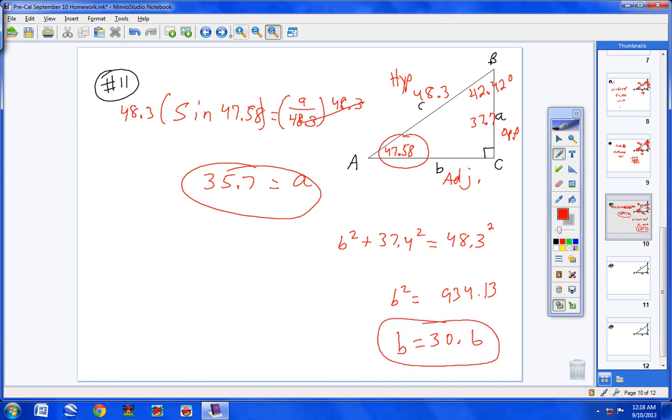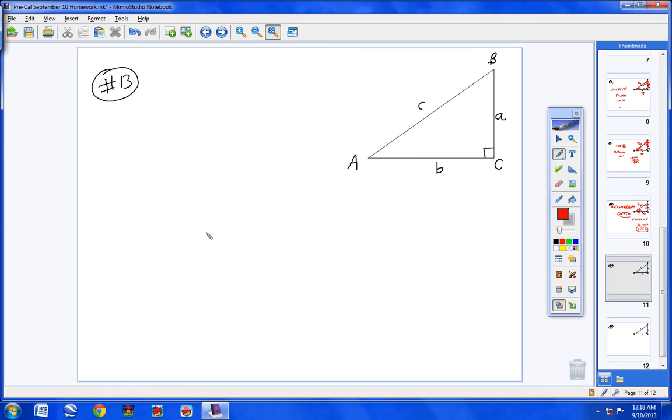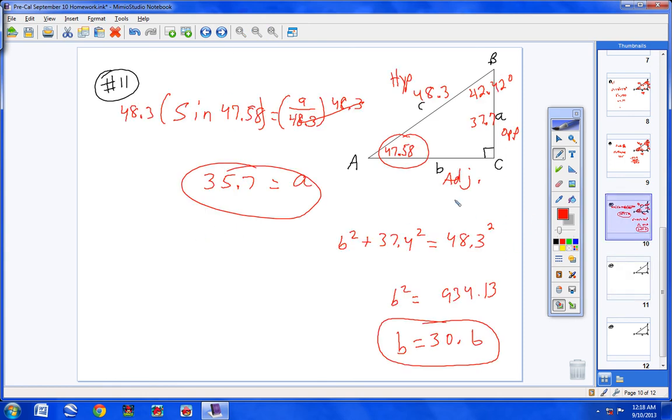Okay, 2 problems left. Number 13. Let me go back. I don't think I finished that, did I? Let's see. I found all 3 sides. 1, 2, 3, and all 3 angles.